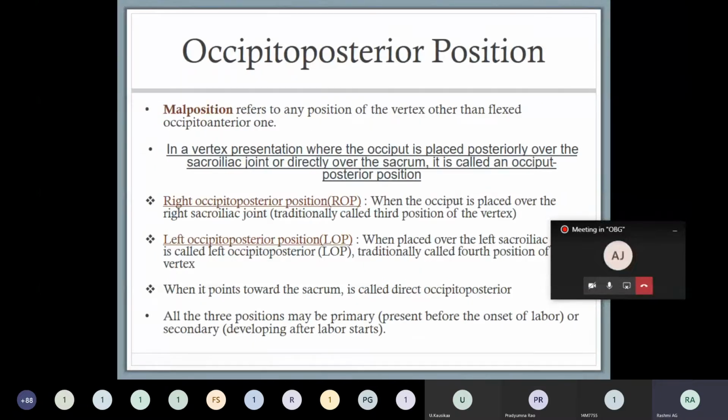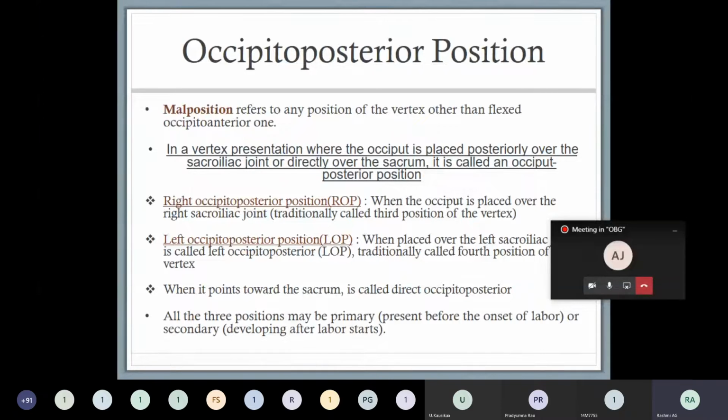Coming to the occipital posterior position proper. Is it a normal position? What is the commonest position? It is the occipital anterior, right? LOA, left occipital anterior, is the commonest position. Occipital posterior is not normal, so it comes under the topic of malposition. Malposition refers to any position of the vertex other than a flexed occipital anterior one.